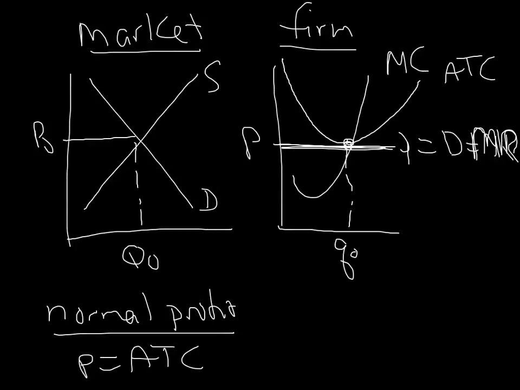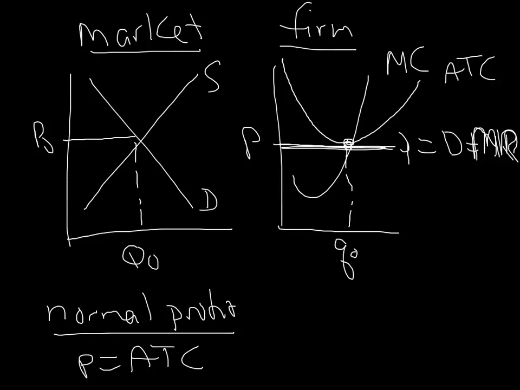Because the firms are making a normal profit, there should be no reason for additional firms to enter the marketplace or for firms to leave the marketplace since there's a normal profit. So the price and quantity should both remain there in the market and for the firm.